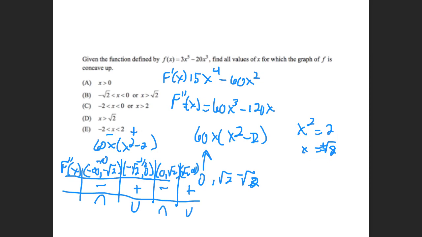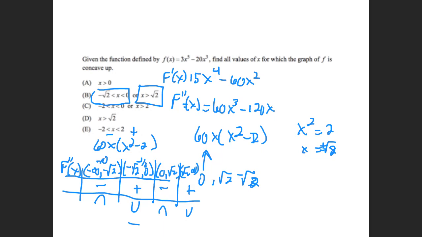Okay, so it says, given the function, where is it concave up? I'm going to say it's concave up for x greater than square root of 2. This looks good here. And greater than square root of 2.